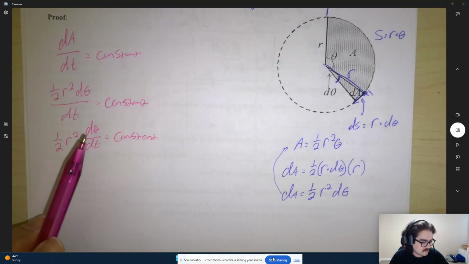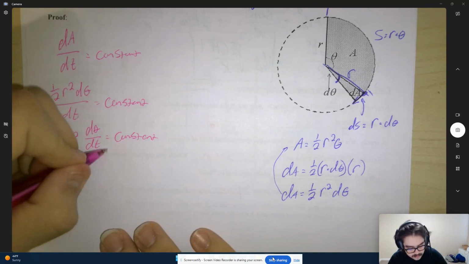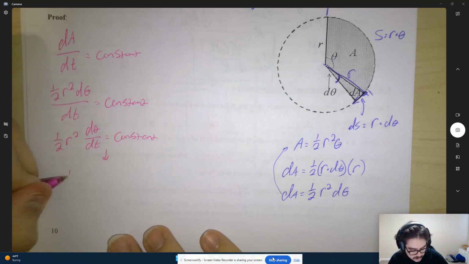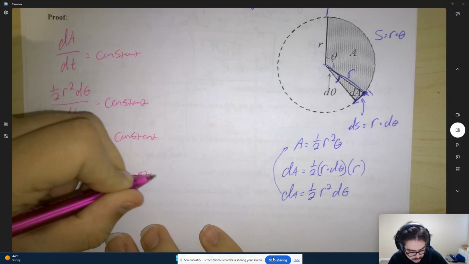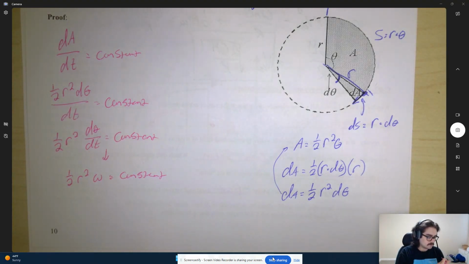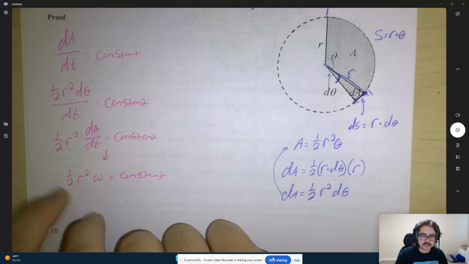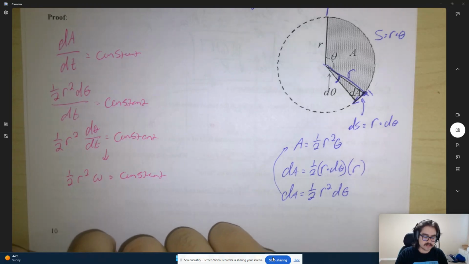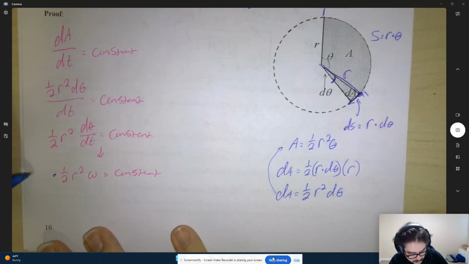Then I recognize that d theta over dt is just omega. So I'm going to do 1/2 r squared omega equals a constant. Now here's what I'm going to do. I can turn this into the centripetal force equation by multiplying by 2m on both sides. 2 to get rid of the 1/2, and then m to add an m. So I'm going to multiply both sides by 2m.